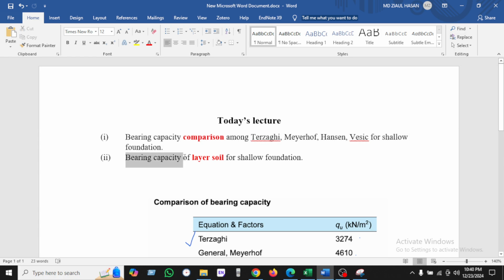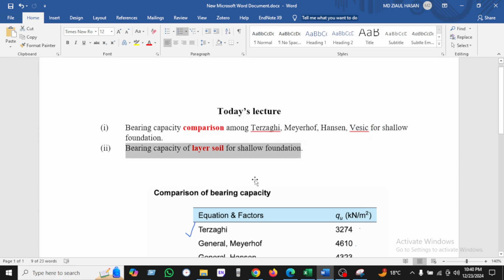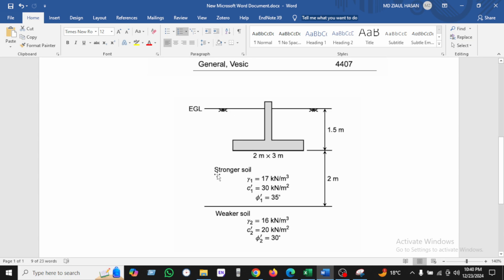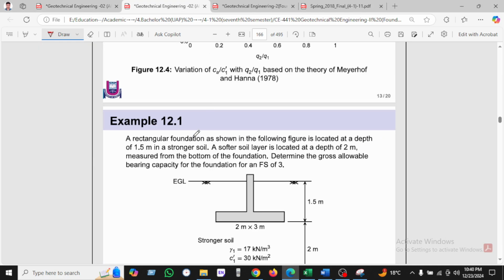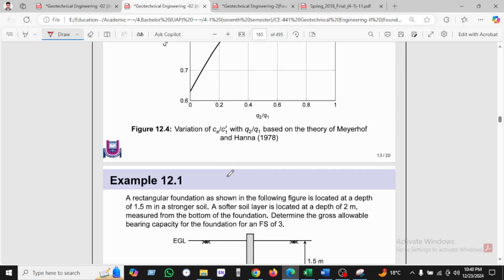So second topic, bearing capacity of layered soil of the foundation. This is the layered soil. You can see the two layers. So let's start the layered soil.